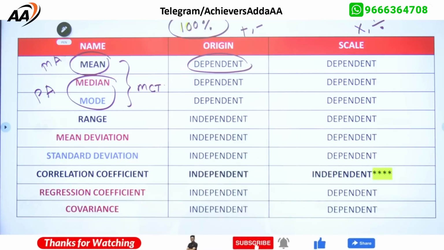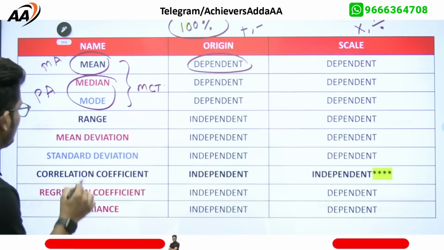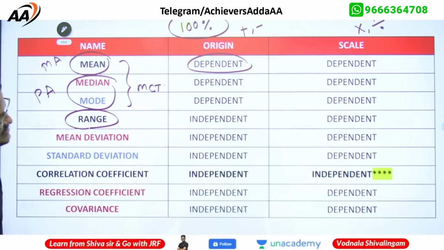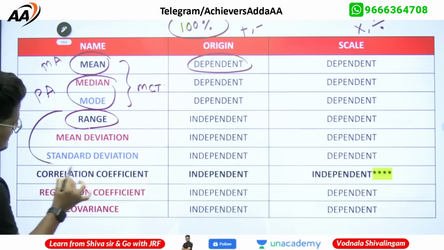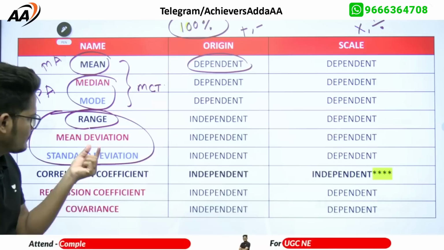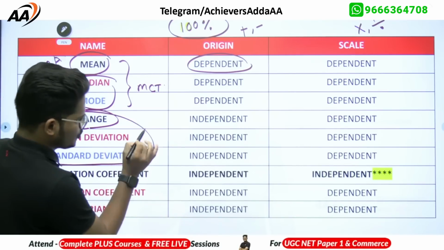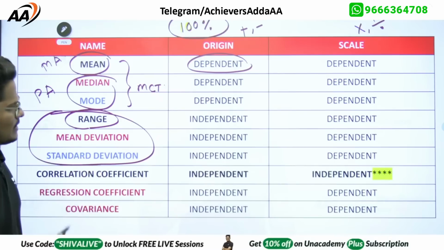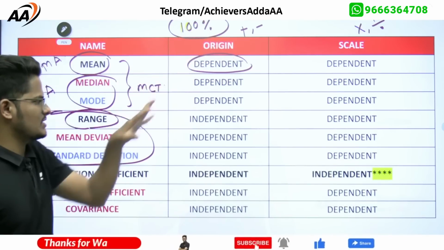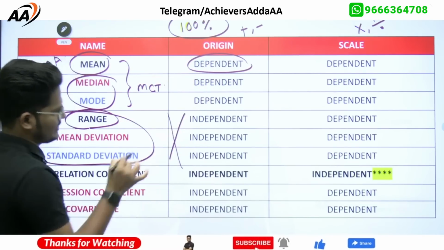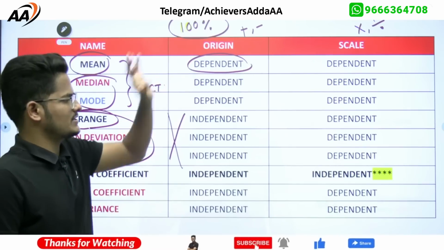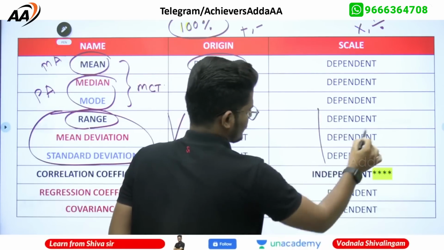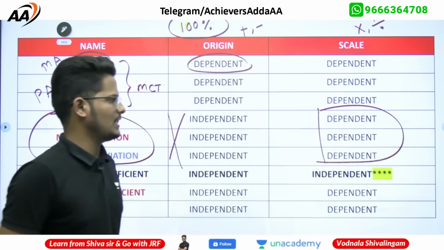Now, likes are not matching again. Range, as well as mean deviation and standard deviation. Three things are there. In this, if you do addition and subtraction on the values given for range, MD and SD, the values are not going to change because they are independent of origin. But when you do multiplication and division, the values are going to change because they are dependent.